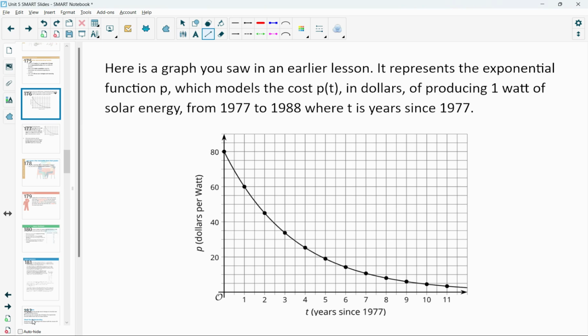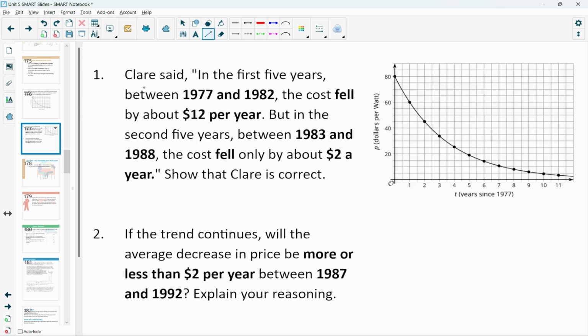Here's a graph that you saw in an earlier lesson. It represents the exponential function P, which models the cost P of T in dollars of producing 1 watt of solar energy from 1977 to 1988, where T is the years since 1977. So we're going to be looking at this graph again. Claire says in the first 5 years between 1977 and 1982, the cost fell by about $12 per year. But in the second 5 years between 83 and 88, the cost fell only about $2. Show that Claire is correct.